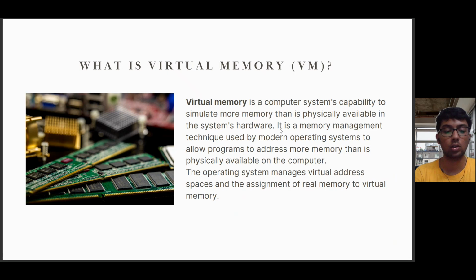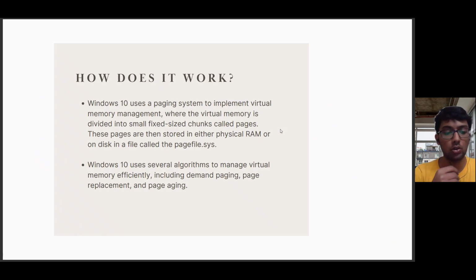So how does it work? The mapping between the virtual address and the physical address is stored in something called a page table, which is then stored in the disk or the main memory. Windows 10 uses different techniques to manage virtual memory efficiently, which include demand paging, page replacement, and page aging. Demand paging allows the operating system to load pages only when they are needed, while page replacement algorithms decide which page should be swapped out of RAM when there is no space left.